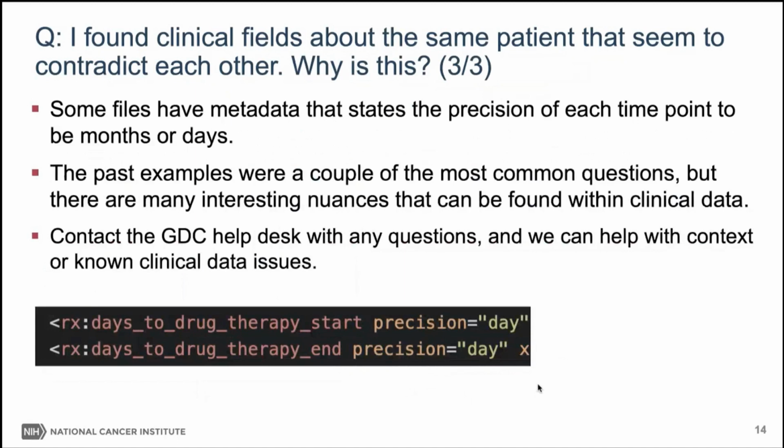The examples that I gave you are a couple of the most common questions, but there are many interesting things that can be found within clinical data. So if you find anything that looks out of place or weird, feel free to contact the GDC help desk. We may know the answer, or we may need to do additional research, or we may point you to a different group of people who will know much better than us. But we should be able to guide you in the right direction.